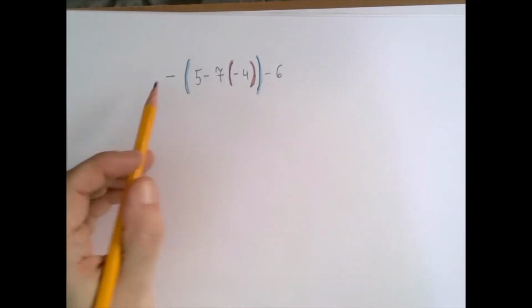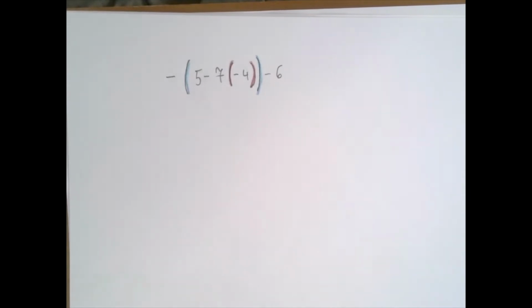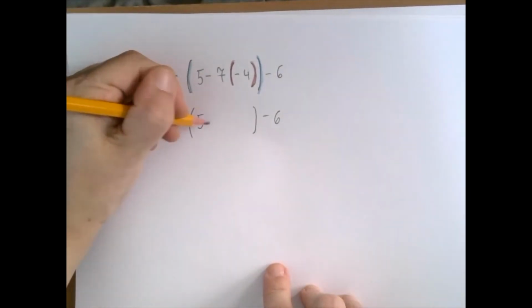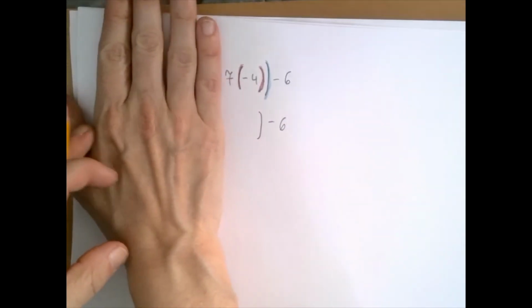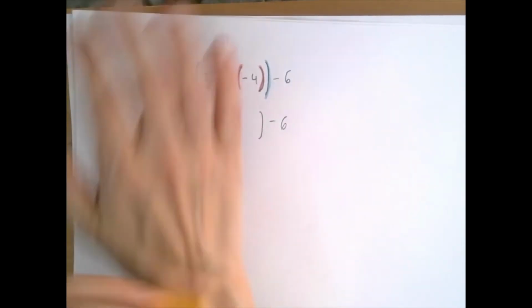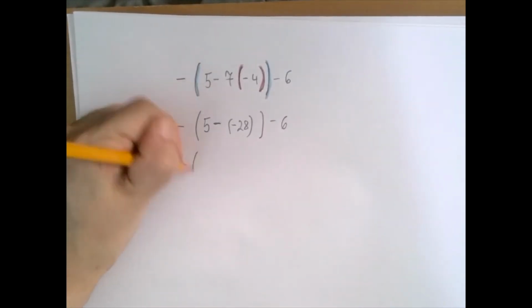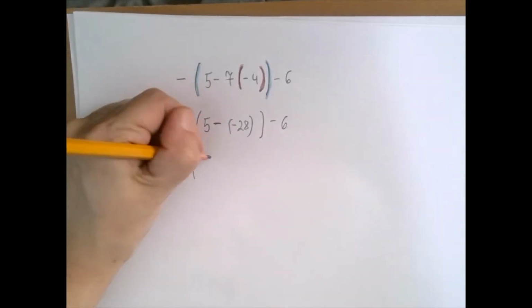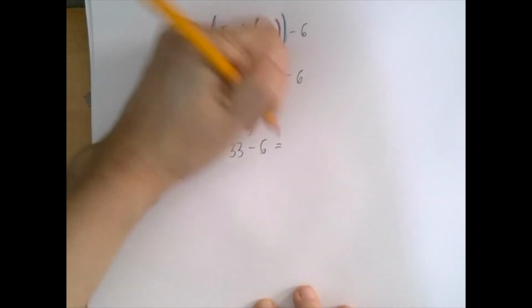So inside the blue parenthesis, we have a subtraction and a multiplication. Multiplication comes first. So from 5, we're going to subtract. This subtraction, once it's carried, must be ignored. So what we are subtracting is 7 times -4. That's -28. And now inside the parenthesis, to subtract is to add the opposite. 5 plus 28 is 33. And so we have -33.